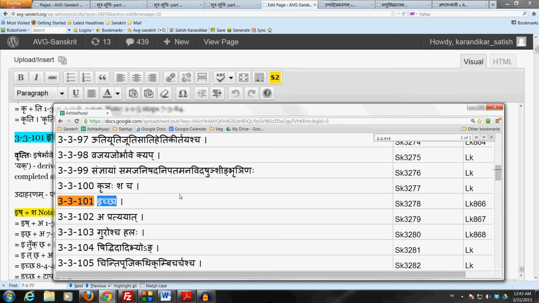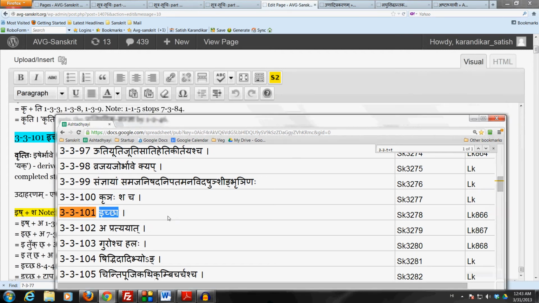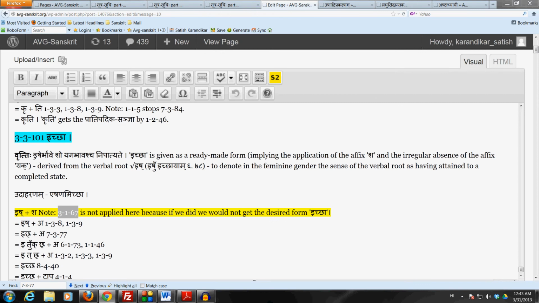So in such situations, Panini does what's called nipatanam. It's a direct prescription of a ready-made form. This is the final form, ichha. The Vritti Sutram says, ishe bhave sho yagabhavashcha nipatyate. The Vritti tells us which operations are implied in this form, ichha.